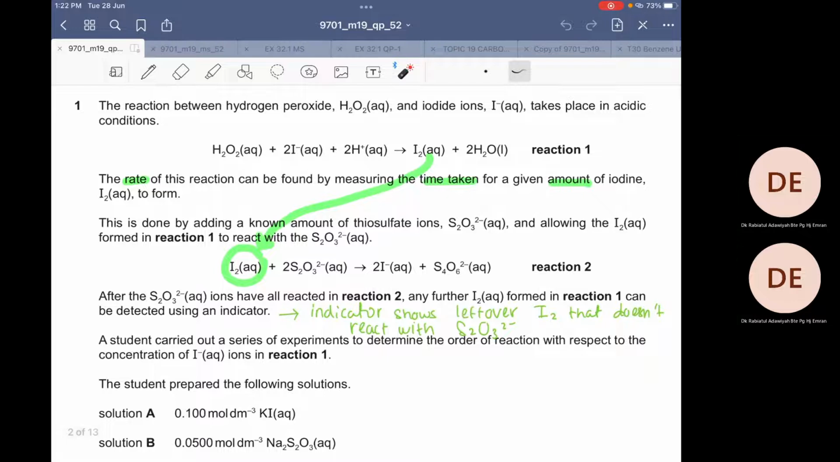So it says that after the thiosulfate have all reacted with the iodine in reaction 2, any further excess unreacted iodine formed in reaction 1 can be detected using an indicator. They don't tell us what the indicator is, but I assume that when the indicator changes color, that means iodine is present. Okay? So just remember, the indicator shows the leftover iodine that doesn't react with the thiosulfate.